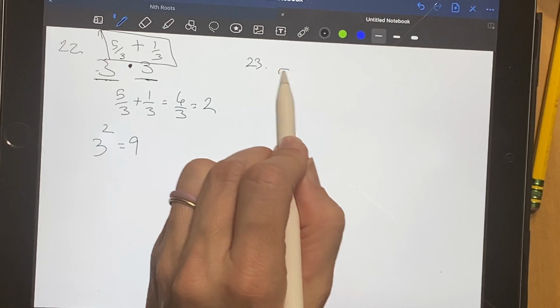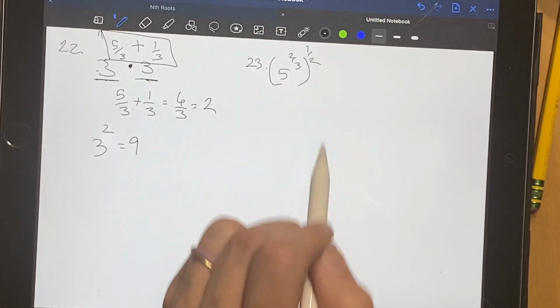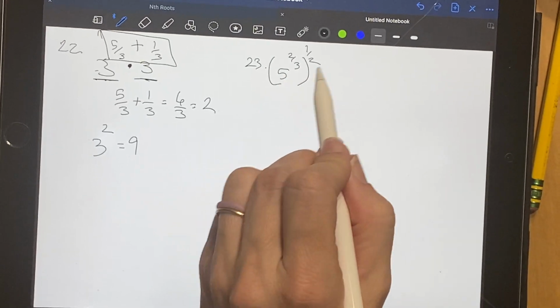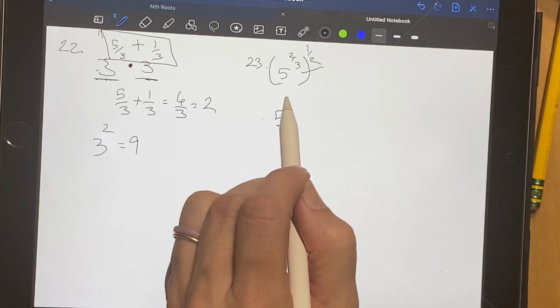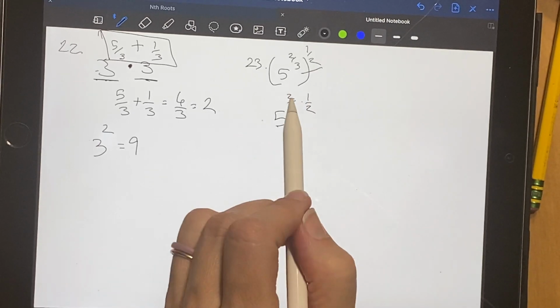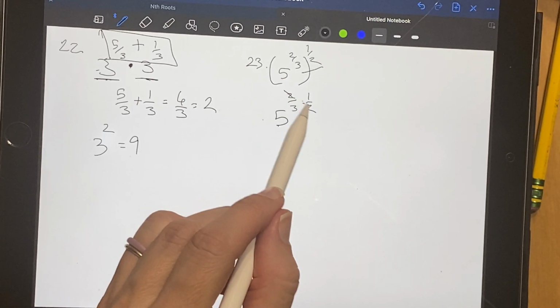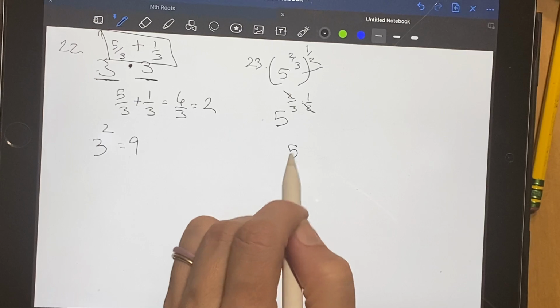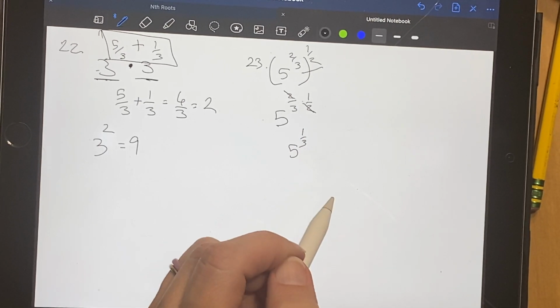23 has us doing 5 to the 2/3, raised to the 1/2. So this is a power to a power. We know that for power to a power, our base stays the same, and we multiply our exponents. So you could multiply and get 2/6, or I could say I've got a 2 on the top, 2 on the bottom. And so now I have 5 to the 1/3. And that can just stay written like that. Completely fine.